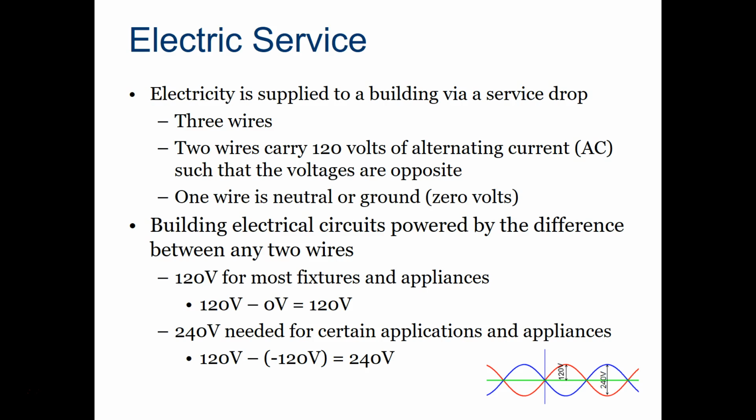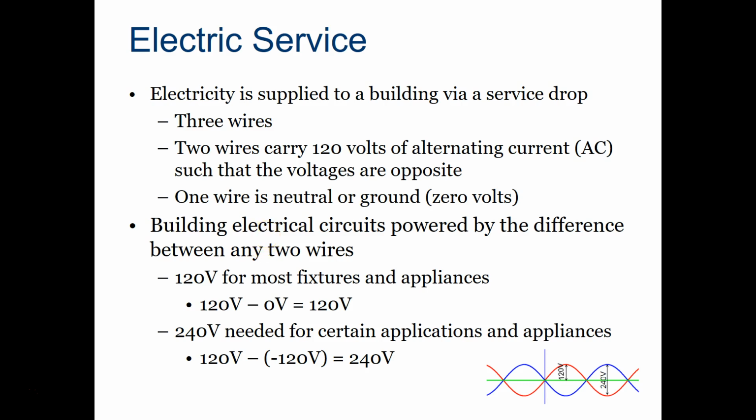Now, we could have a whole 20-minute long conversation about just how that electrical service works, but we're going to keep it rather brief for this assignment. The building electrical circuits are powered by the difference between any 2 of those wires. So most of the time when you plug something into the wall, it is going to be running on 120 volts. So the difference between 120 volts of the hot leg, the powered leg, versus the neutral wire, which is what the power travels back on, that's 120 volts and 0 volts. The difference between that is just 120 volts.